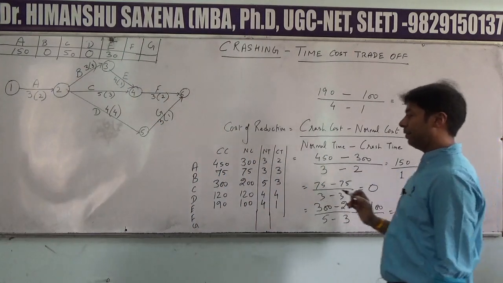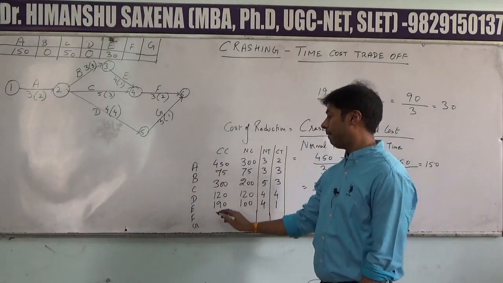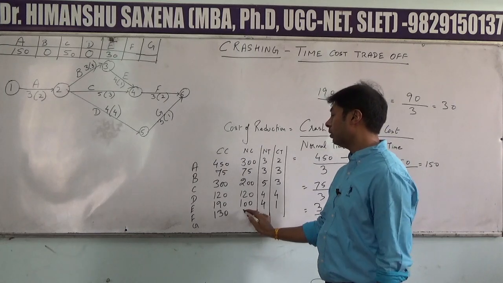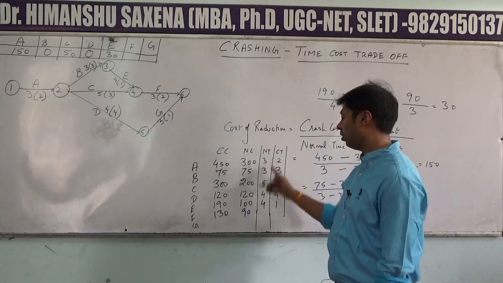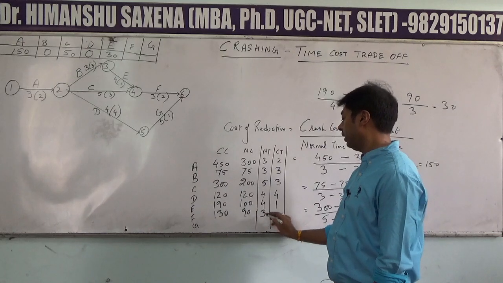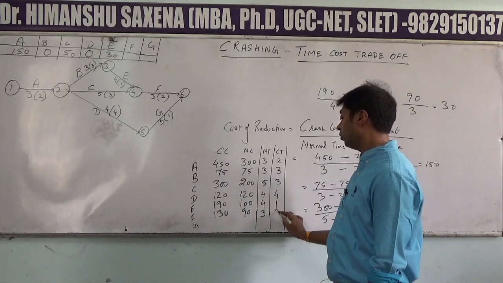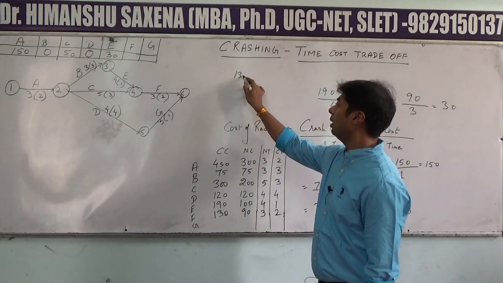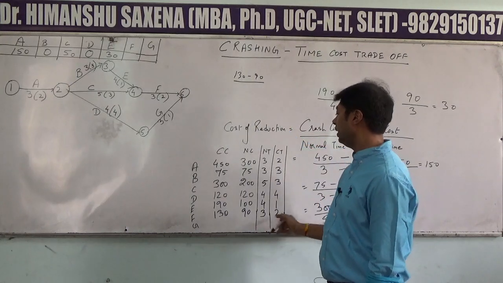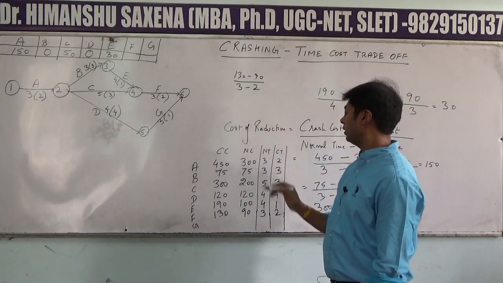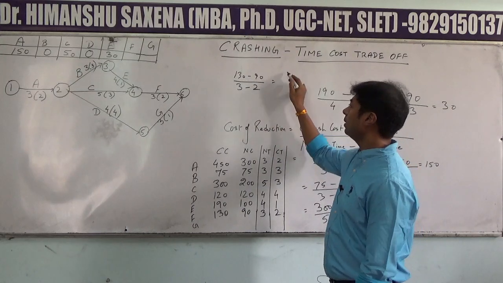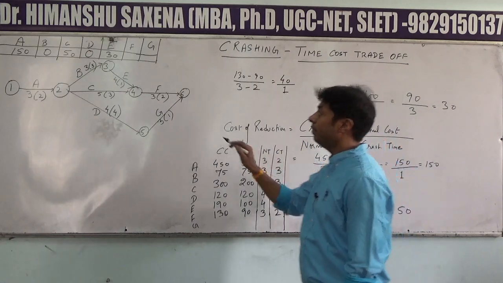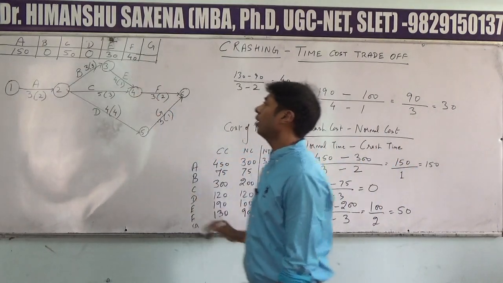For activity F, what is the crash cost? 130. For activity F, normal cost is 90. Normal time 3 weeks and crash time is 2 weeks. So 130 minus 90 will be equal to 40, and on the denominator side 3 minus 2 will be equal to 1. 40 divided by 1 will be equal to 40.